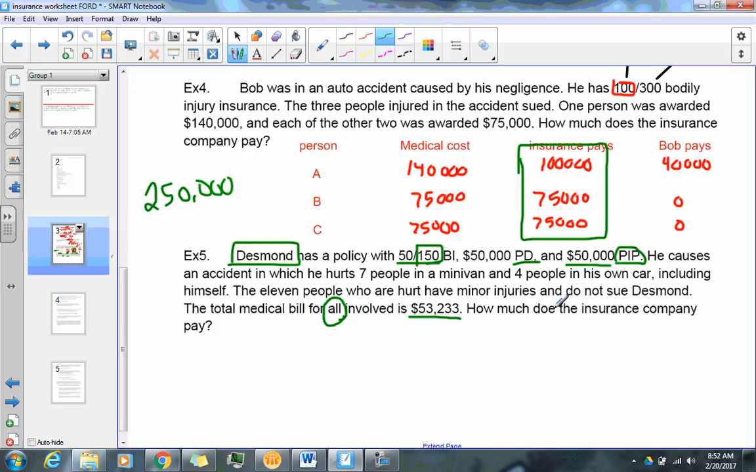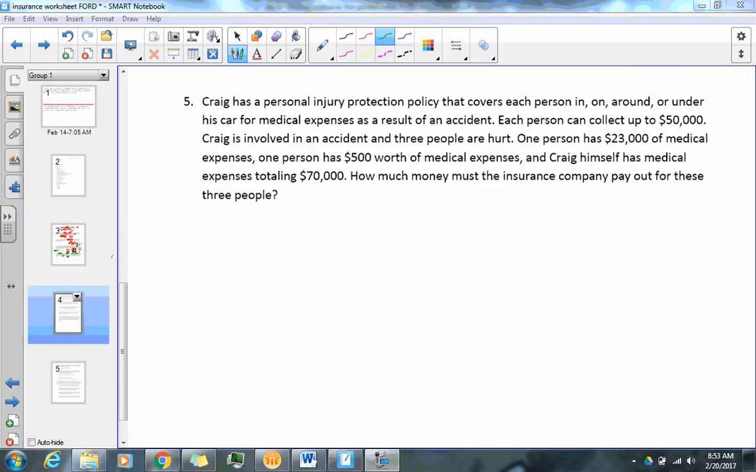So how much does the insurance company pay? It would be all of it, so it would be $53,233. Okay, the last one I want to do is question number 5 here.